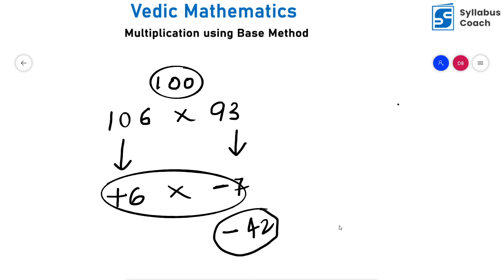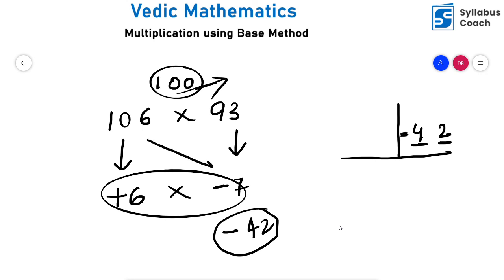But the problem is in the answer, we'll have 2 digits on the right hand side, because there are 2 zeros in the base, right? So write 42 here. What is it? Minus 42. And then you have 106 minus 7 or 93 plus 6. Anything can be done, which is 99. So the answer to this question is 99 minus 42.